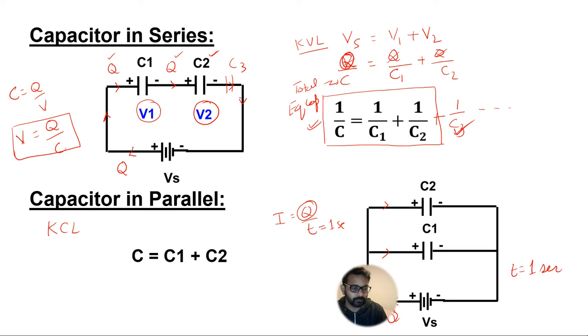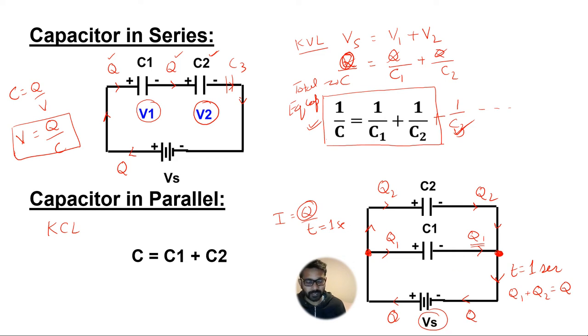So some charge Q is coming out from the supply voltage, and at this junction it is getting divided between the two branches. Let's say Q1 is flowing through C1, and the remaining charge Q2 is flowing through C2. Okay, and then at this junction again they are combining. Q2 is coming from the top, and Q1 is coming from this branch. They combine together at this junction, Q1 plus Q2, and finally Q charge is flowing back to the negative terminal of the battery.